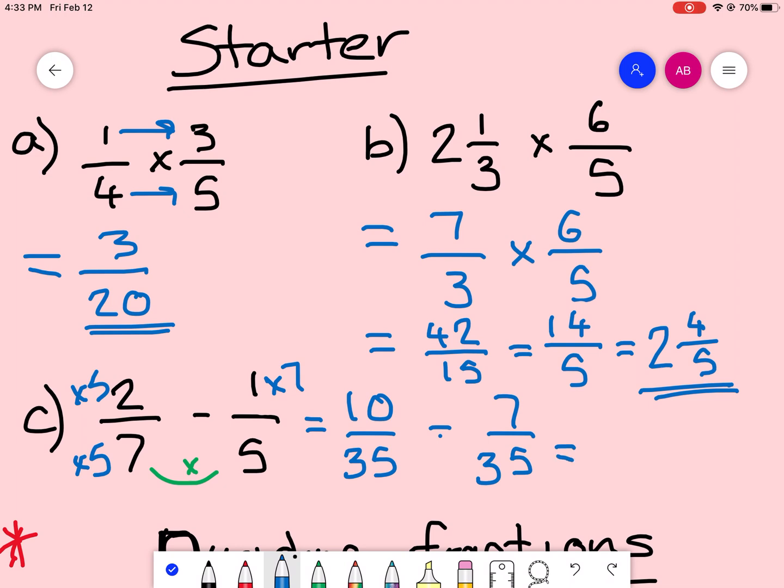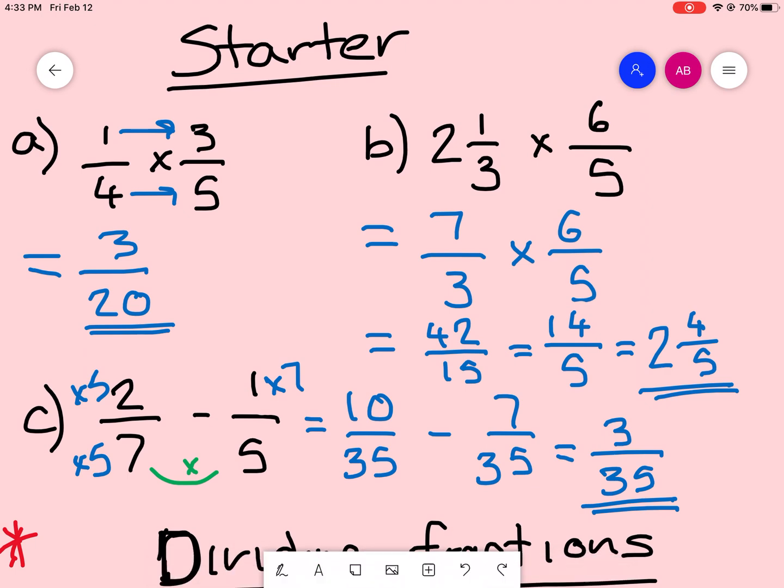Finally, our final answer then, 10 take away 7 is 3 on the top, and 35 stays as our denominator. So 3 over 35 is the answer for C.